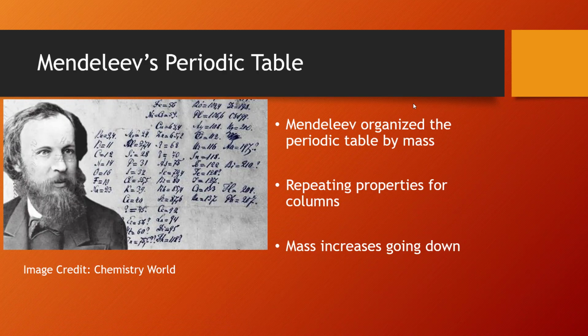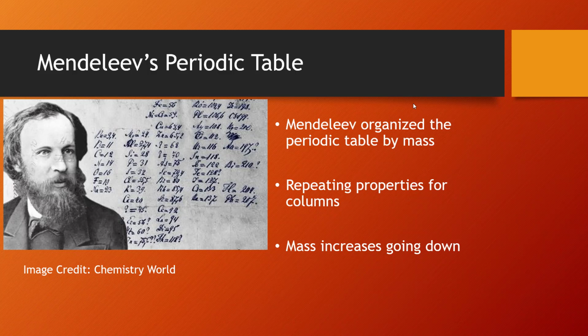In 1829, J.W. Dobereiner published a classification system of elements where he organized them into triads. These triads would have similar characteristics to one another, with the middle element being somewhat between the other two elements. Mendeleev realized that it was more than just three elements in a row.